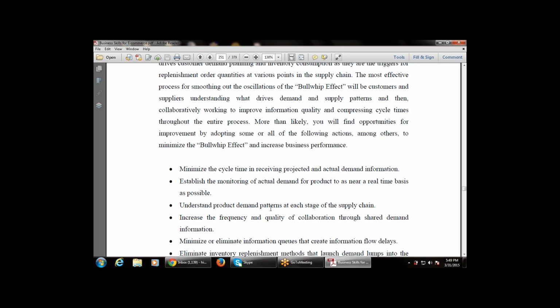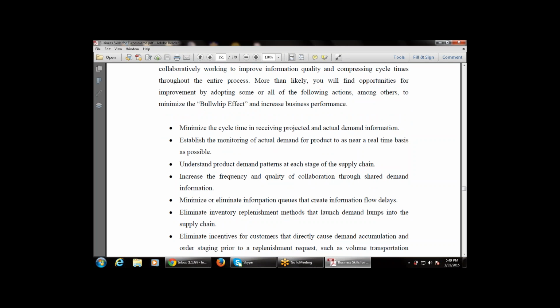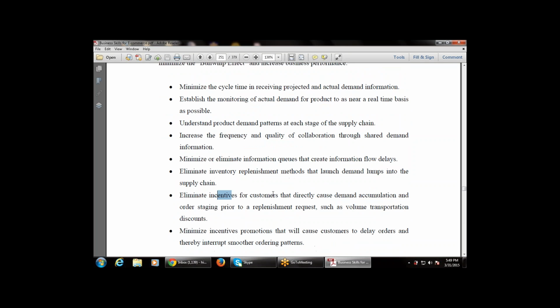Understand the product demand pattern at each stage of the supply chain. Increase the frequency and quality of collaboration through shared demand information. Minimize or eliminate information queues that create information flow delays. Eliminate the inventory replenishment method. So if there is any inventory replenishment method, then eliminate those processes also. Eliminate the incentives for customers that directly cause demand accumulation and order staging prior to a replenishment request.